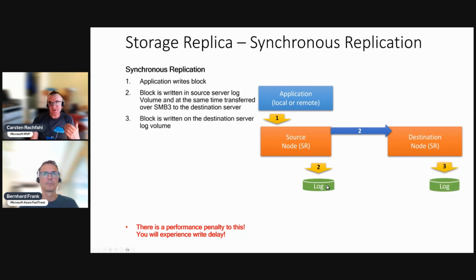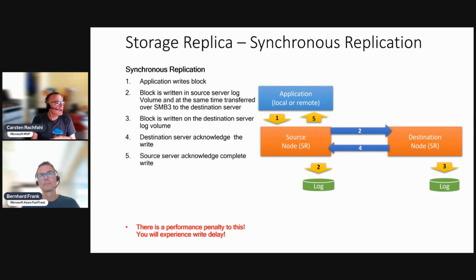On the destination side, as soon as the data arrives, it is also written to a log volume. So we have our data in the log volume on both sides. Now the data is not in memory; it's really on non-volatile devices. So if a power failure hits, our data is still on the side. Now the destination node acknowledges that the data is written, and the source node acknowledges the write to the application. Now the application knows, okay, my data is written, I can do another write or whatever.